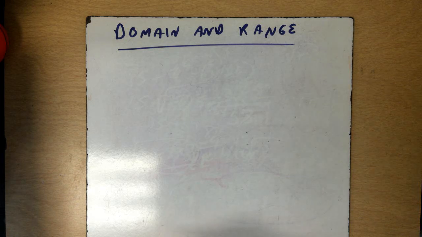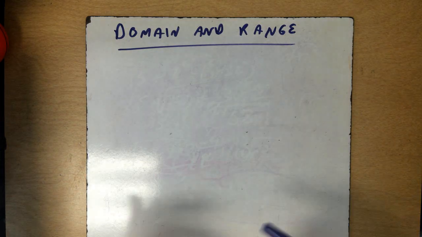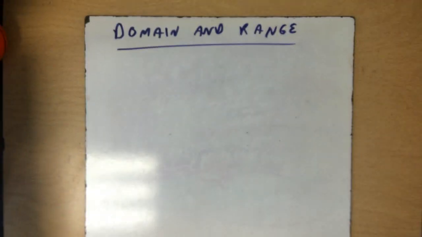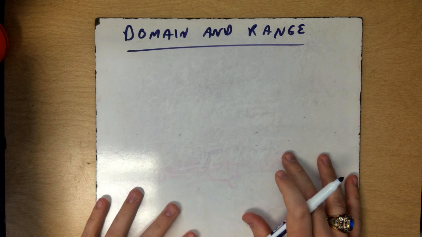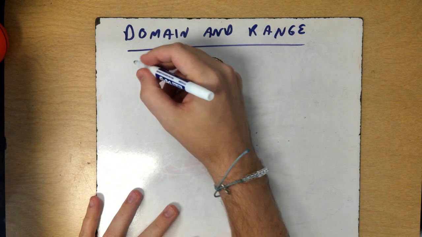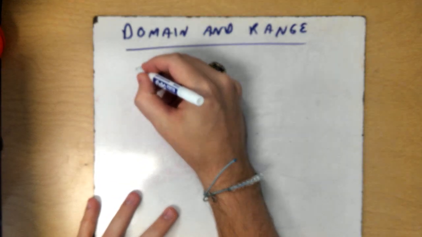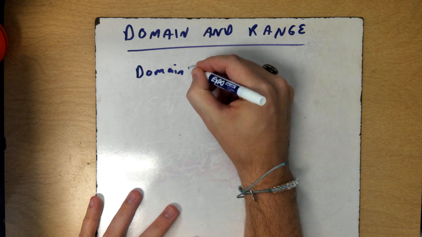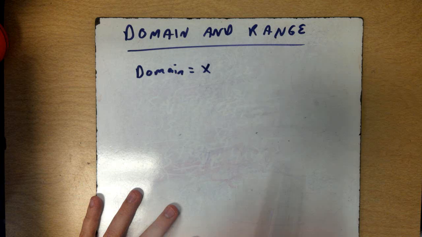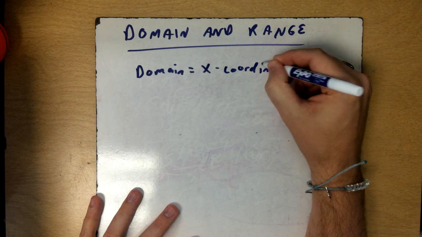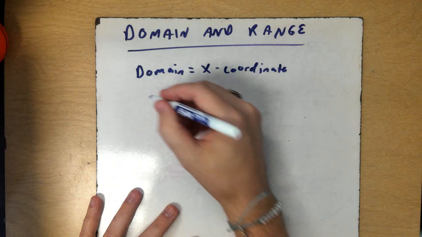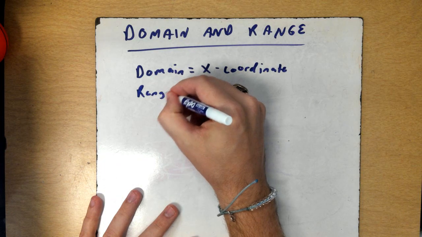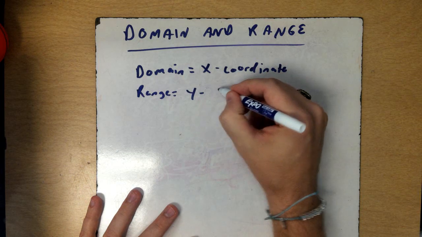Alright, today's topic is about domain and range. So, we're talking about domain and range, we're talking about points and ordered pairs and things on a graph. The first thing I want to mention is when you're talking about domain and range, our domain is the x coordinate on a graph. Alright, so domain is the x coordinate and our range is the y coordinate.